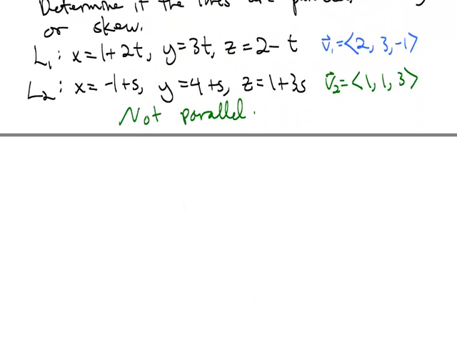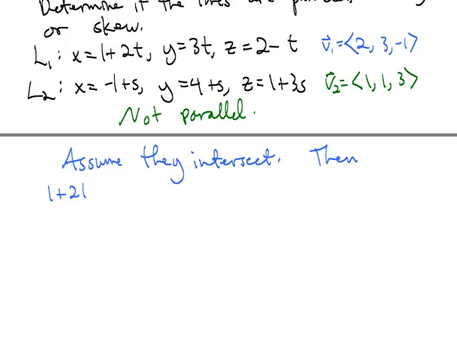What we're going to do is assume they intersect and then try and find values for our parameters that would make that happen. So I'm going to try and find a value for t and a value for s so that the x, y, and z components are all the same for those values. Alright, so if they intersect, then the x terms would have to be equal. That is, 1 plus 2t would have to equal negative 1 plus s. The y terms would have to be equal for certain values of t and s. 3t would have to equal 4 plus s. And the z terms would have to be equal for certain values of t and s. 2 minus t would have to be equal to 1 plus 3s.